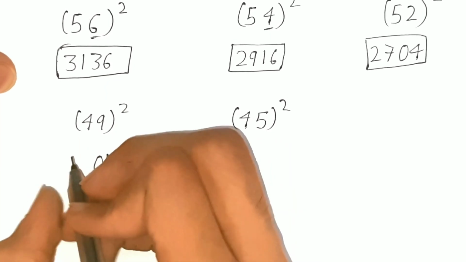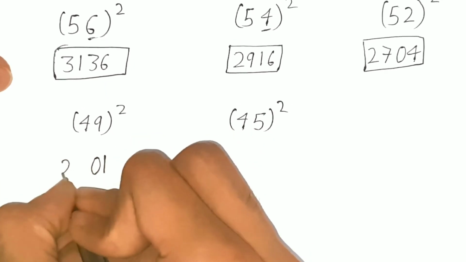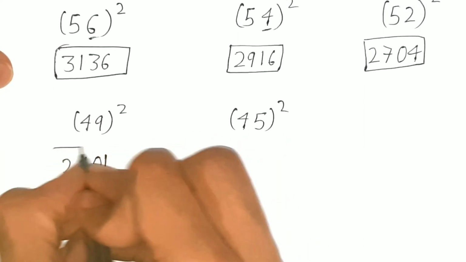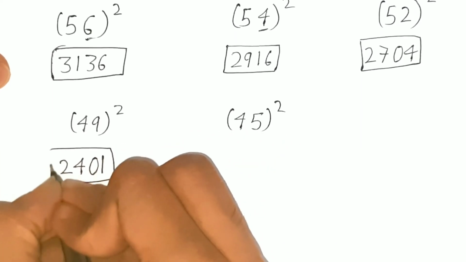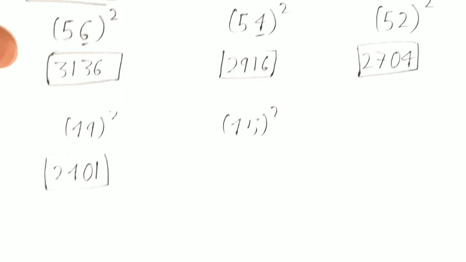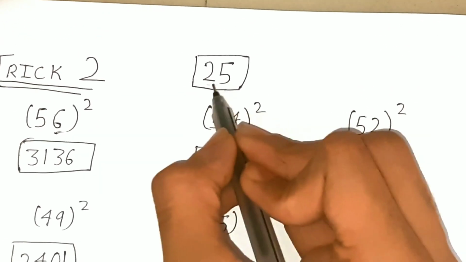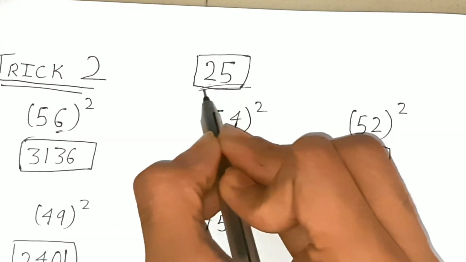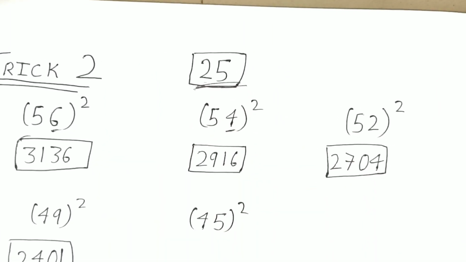Now we'll subtract 1 from 25, so it will be 24. Instead of adding, you need to subtract when the number is smaller than 50. Over here 25 is the main number you need to remember, because the trick works only on the number 25.